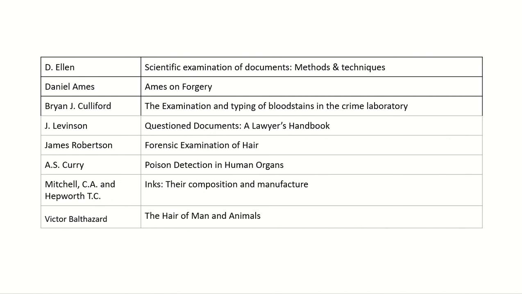James Robertson, Forensic Examination of Hair. A. S. Curry, Poison Detection in Human Organs. Mitchell, C. A. and Hepworth, T., Inks, Their Composition and Manufacture. Victor Balthazard, The Hair of Man and Animals.